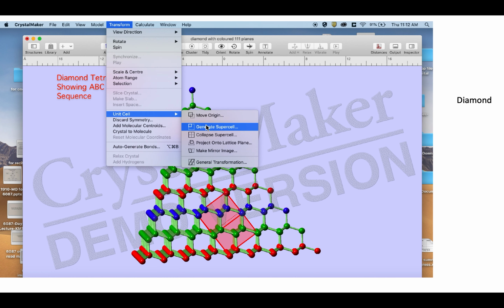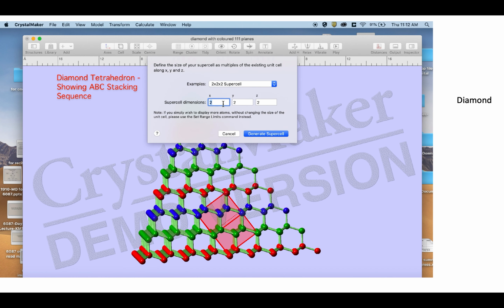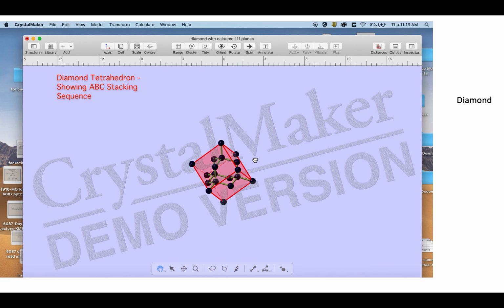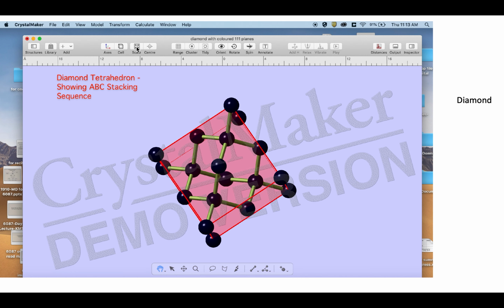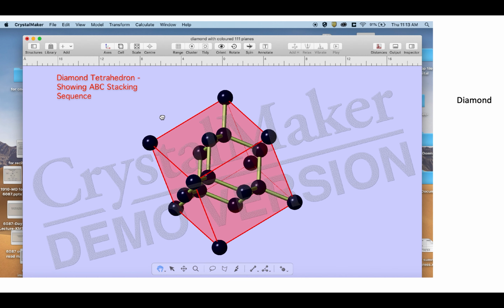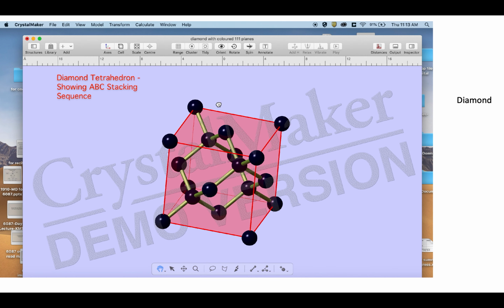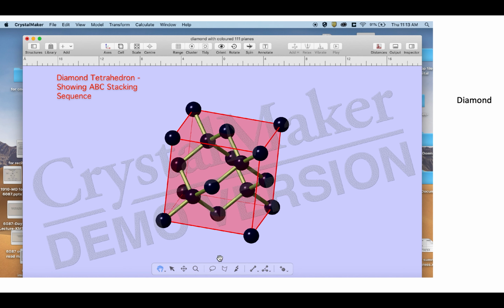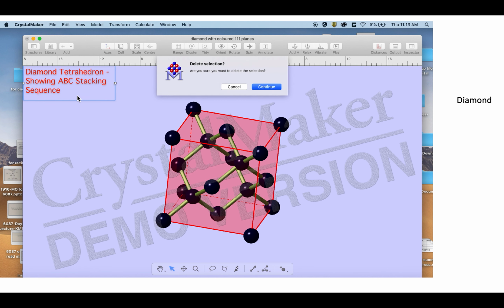I'm going to make my own unit cell. Let's just look at the initial unit cell for diamond. That's our unit cell for diamond. Change the scale in a little bit. Now there's that text information there. I'm not loving that. Let's see, so I can move it.